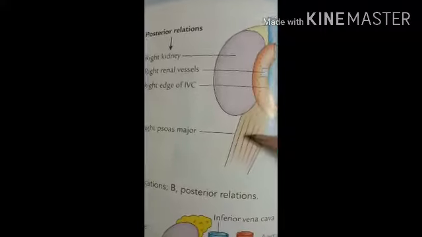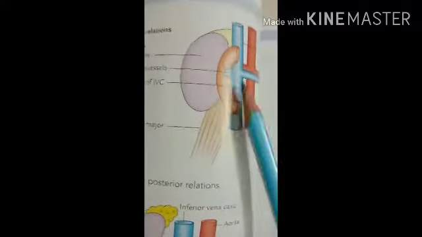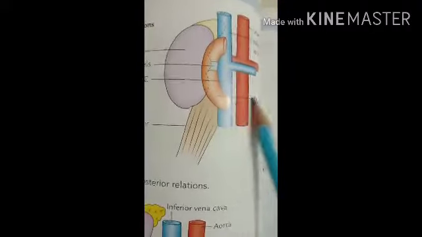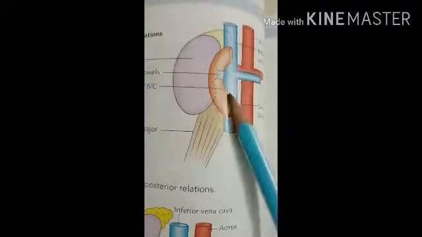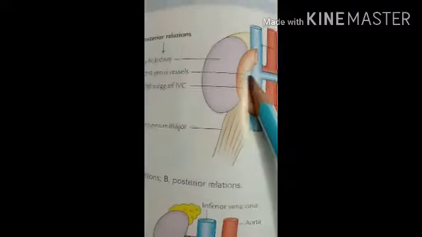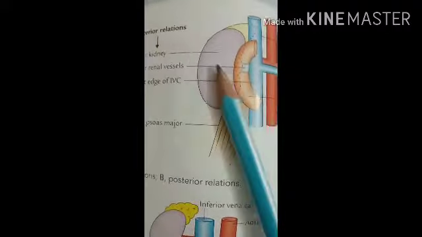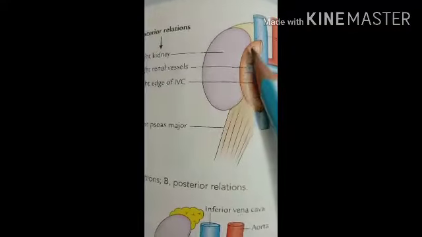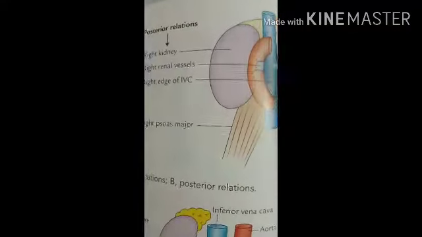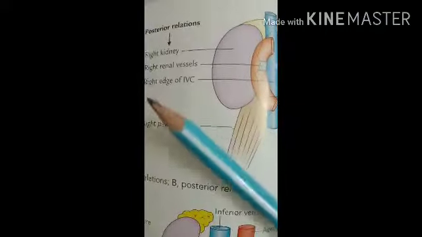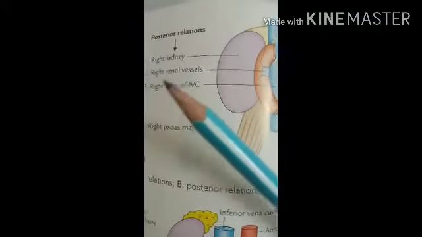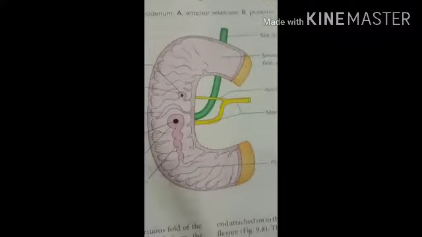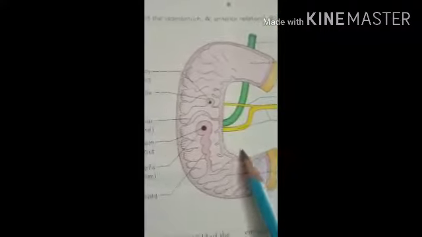Then the medial side, this side: the head of the pancreas is present, and the bile duct. Then the lateral side, this is the right colic flexure. Then the second part of the duodenum shows the following structures. So here in this diagram you can see the second part of the duodenum.